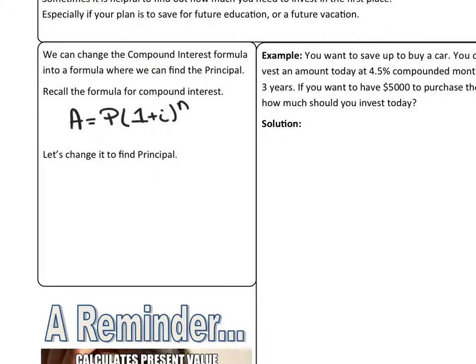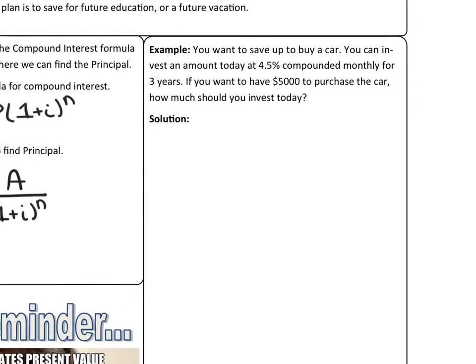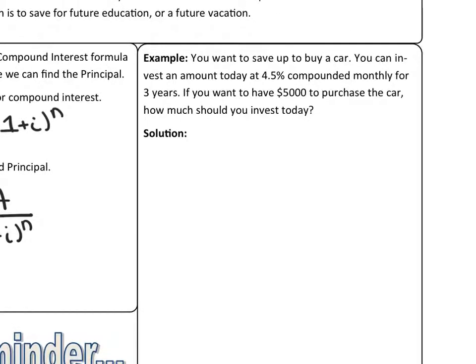So all we're going to do is change the formula up a bit, and it becomes A divided by (1 plus I) to the N. Find I and N the same way. Best way is to see it. So I'm going to show you an example, and then you guys are going to try a bunch of practice questions.